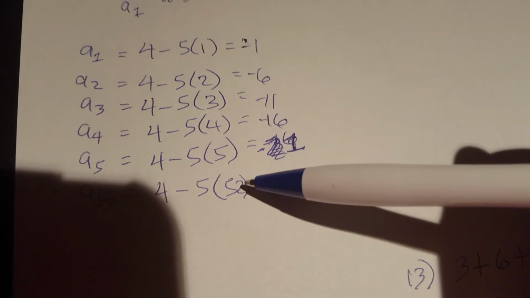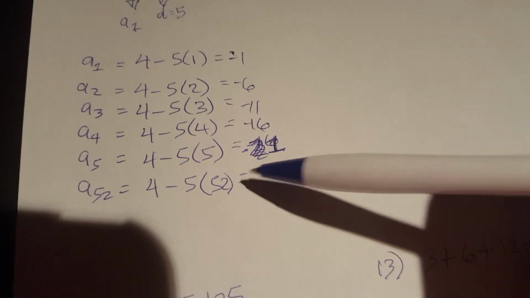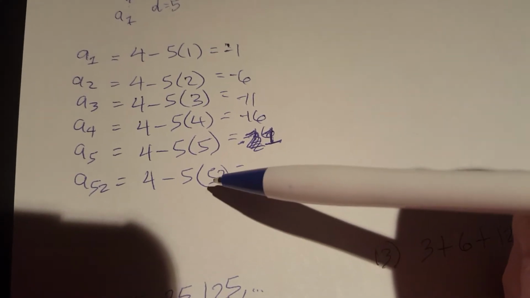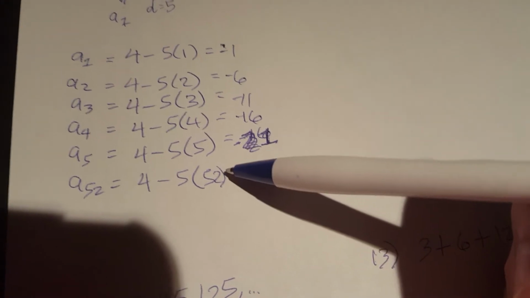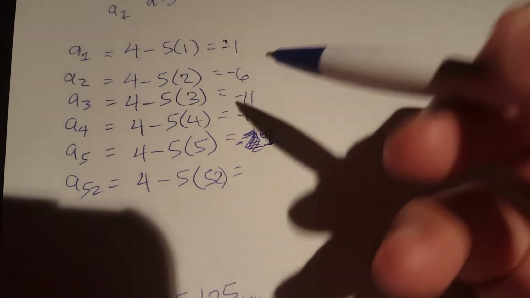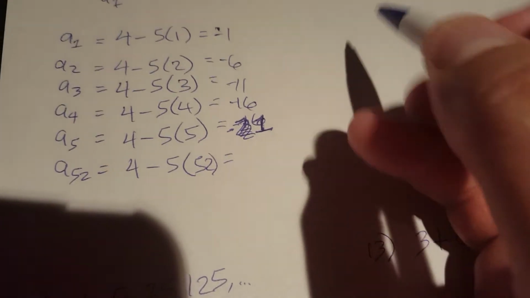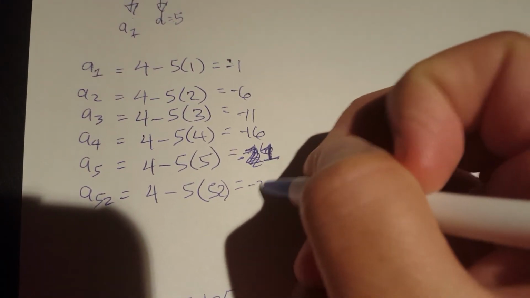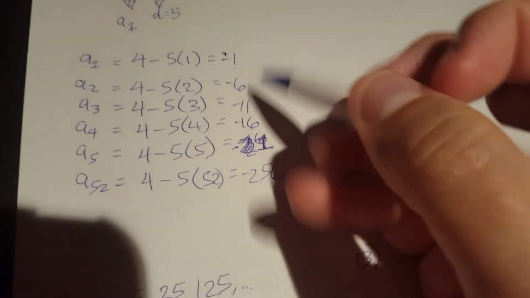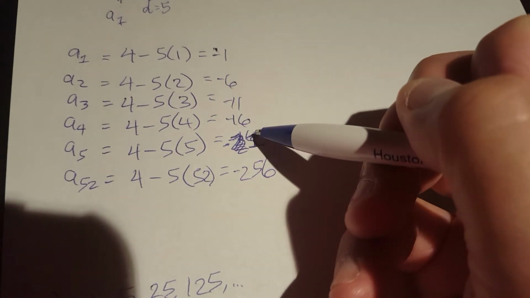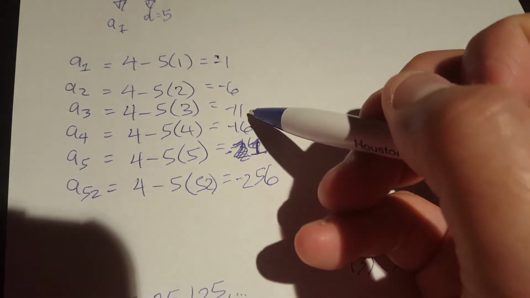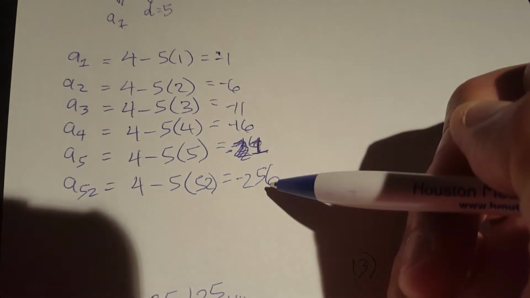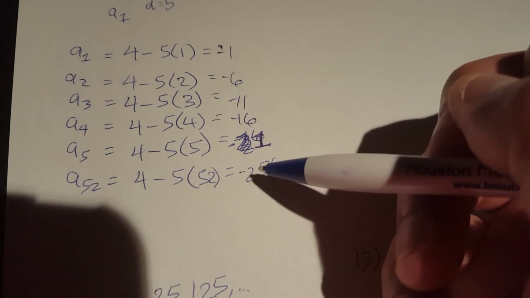And we put in 52 for the 52nd term. 5 times 50 is 250. 5 times 2 is 10. 250 plus 10 is 260. 4 minus 260 is going to be negative 256. So here we have our first 5 terms: negative 1, negative 6, negative 11, negative 16, negative 21, and negative 256 for the 52nd term.